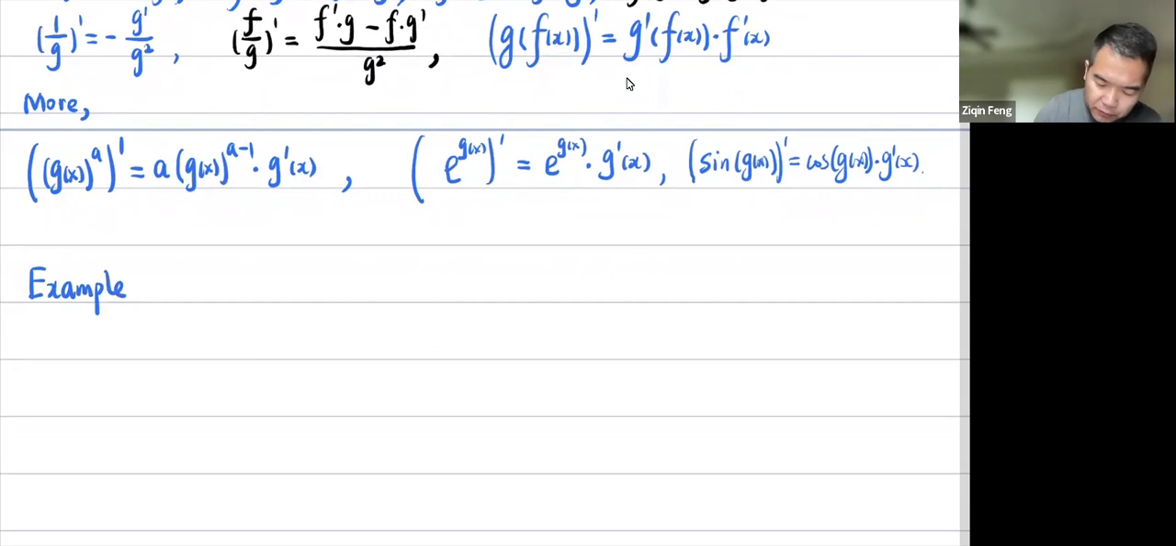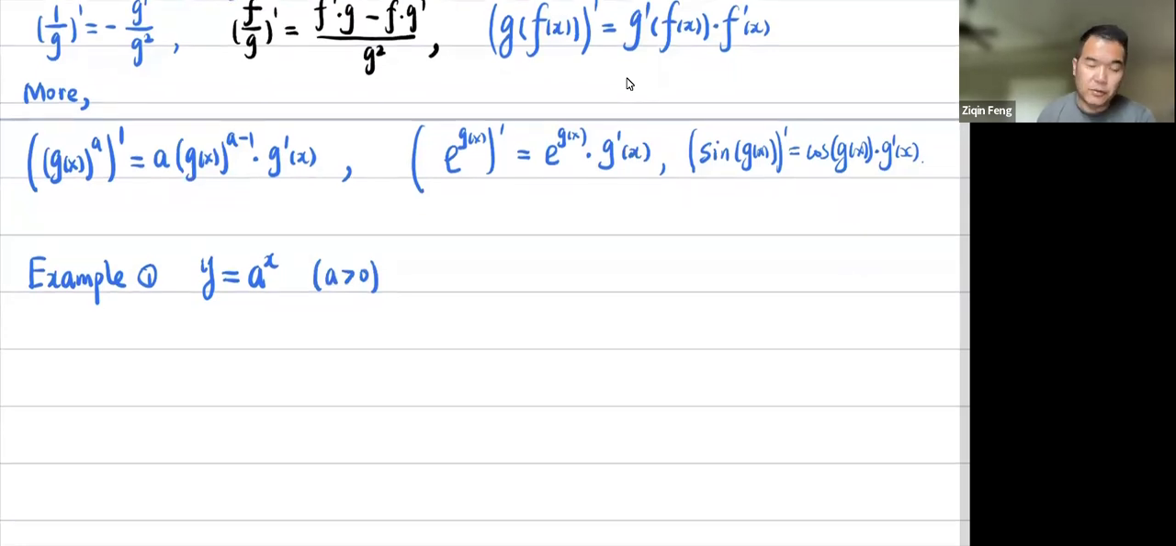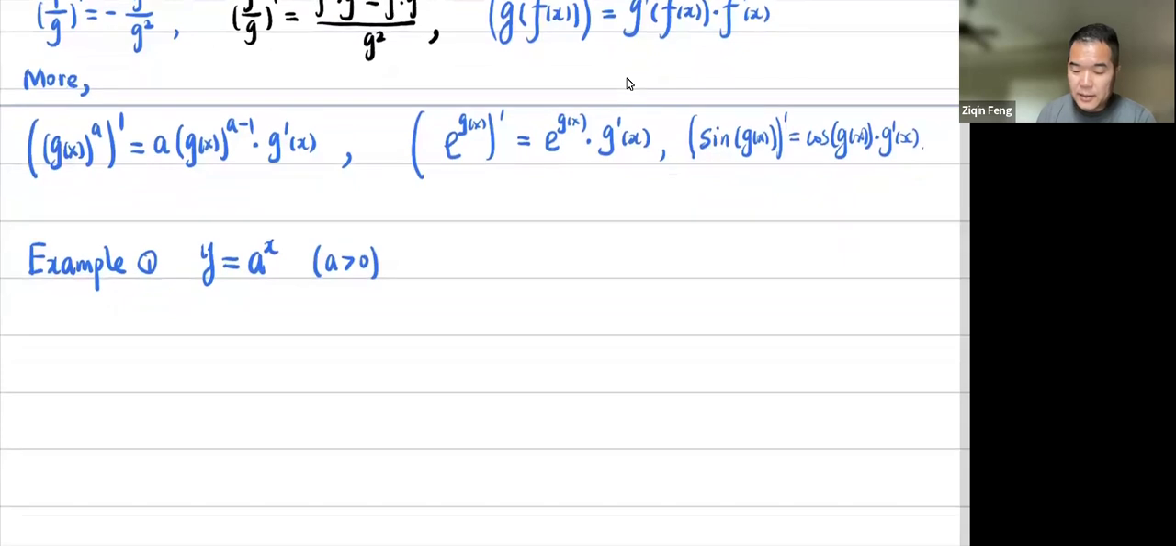Let's see the exponential function y equals a to the x. We do know that here for sure we assume a is greater than 0. And we do know that if a is e, then the derivative is e to the x. What about other bases, like 2 or 5? So let's see this.